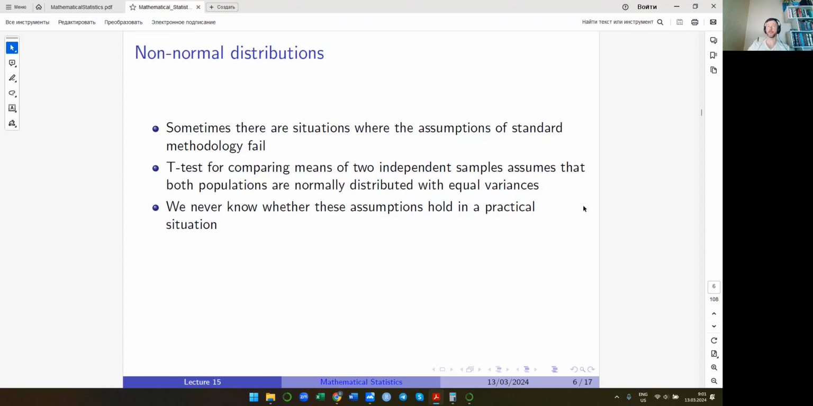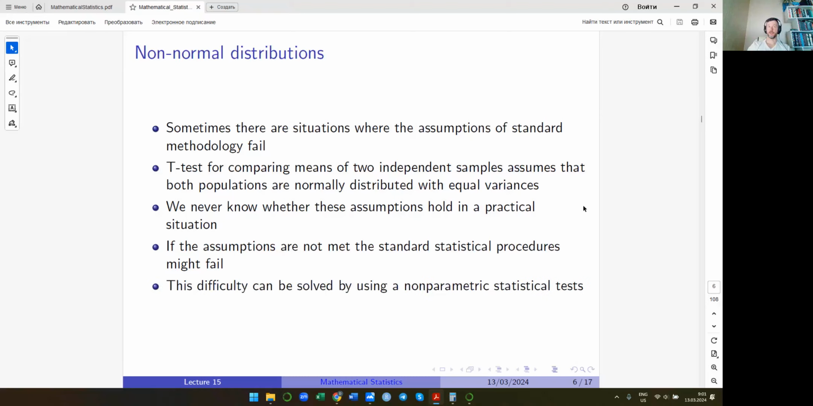And again, in economics, in finance, in social science, often the distributions are not normal. And standard statistical procedures are not applicable in that case. So you are not able to apply the t-test, you are not able to apply the z-test, and so on. So they are wrong. And in this case, we can also solve this difficulty with the help of non-parametric statistical tests.